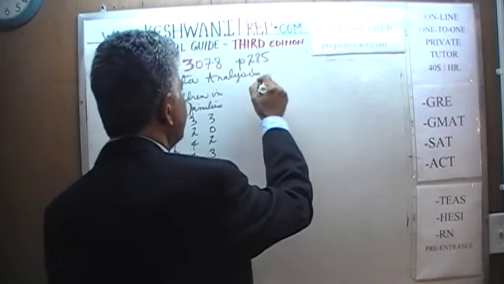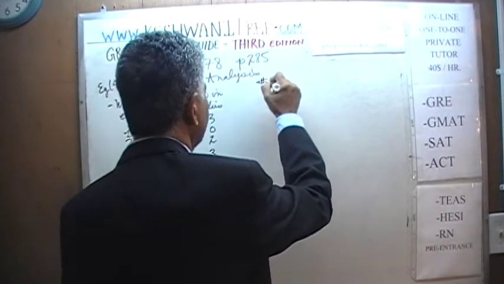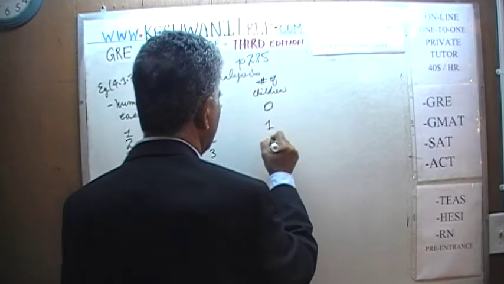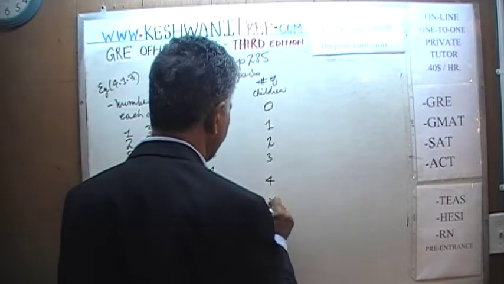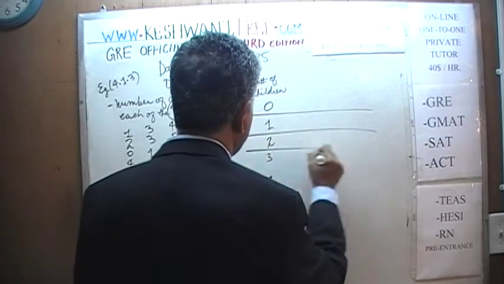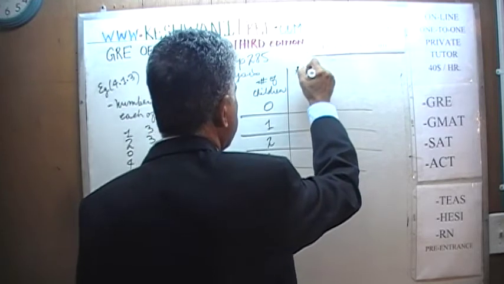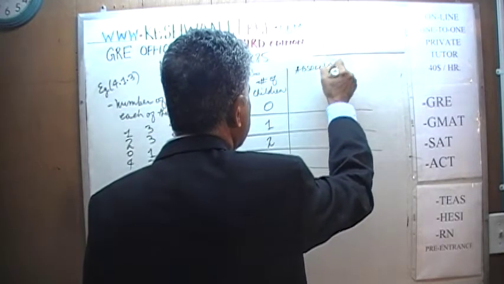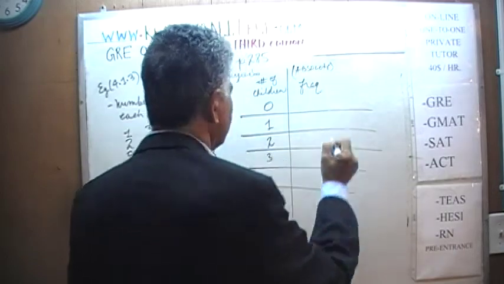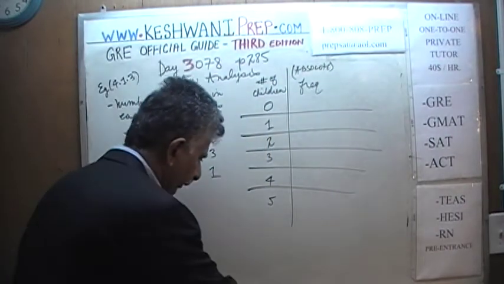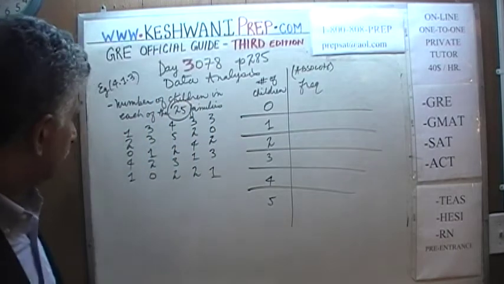So, number of children, we have 0, 1, 2, 3, 4, and 5. And here we're going to have absolute frequency. But as we just said, I'm going to stop saying the word absolute. Most of the time you will just hear frequency. Do you understand? Let's get going. Let's do the tally. Let's see what we have. Okay, we have to pay attention. So stay with me.